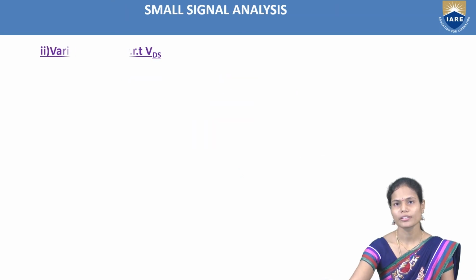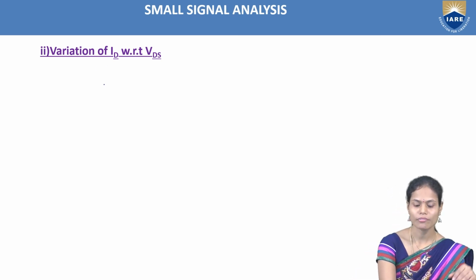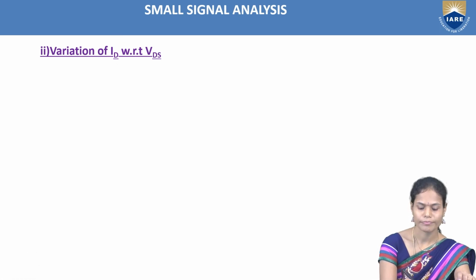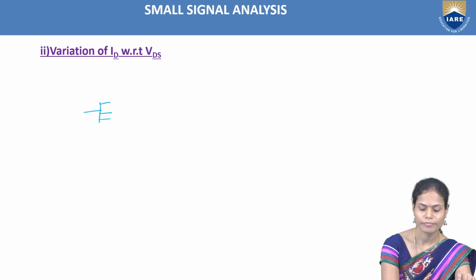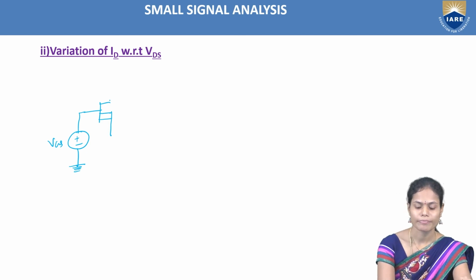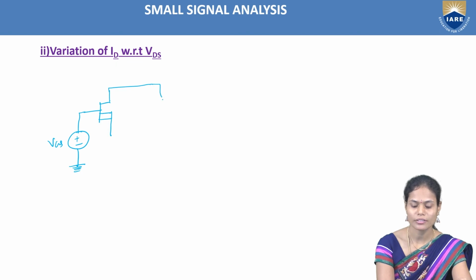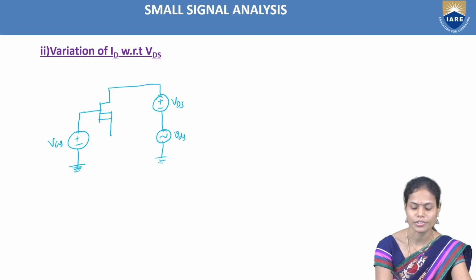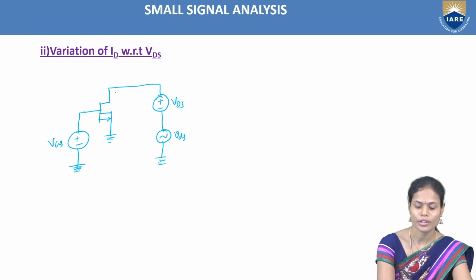And similarly, if you take the second case, that is variation of the ID with respect to VDS. So in this case, again we have to consider the MOSFET circuit. But here we need to maintain the gate to source voltage as constant, and we need to provide it as DC voltage, and it should be constant. So here we need to vary the drain to source voltage, that is nothing but DC VDS voltage as well as AC VDS voltage, and we will get the corresponding drain current, that is the combination of DC current plus AC current.